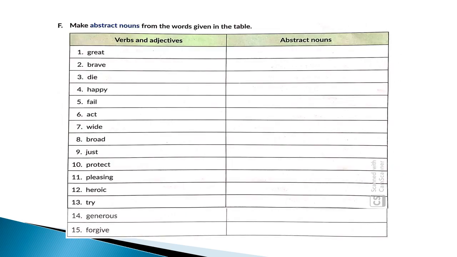Make abstract nouns from the words given in the table. Verbs and adjectives are given here, and you have to turn them into abstract nouns. We told you we can always build abstract nouns around these words. There are 15 of them. I'll do at least 7 for you. The rest, please find out on your own and do it. This is a must do exercise in your book.